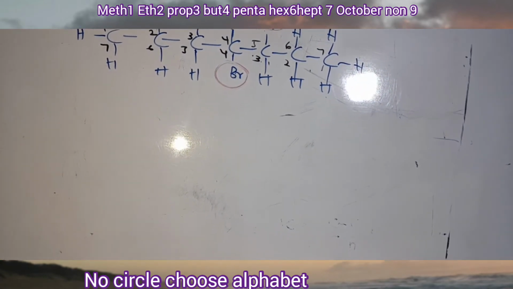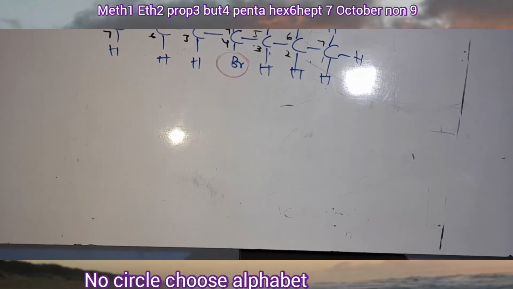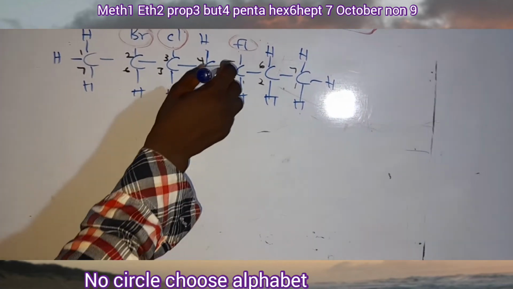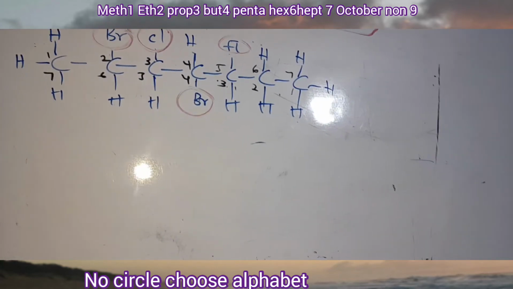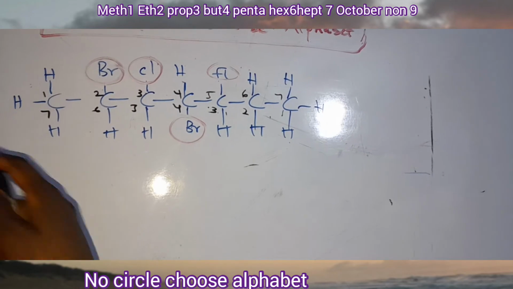Now if we have that of the fluorine here, what do we do? Now that we circled, we are going to choose. Which of the numbers should we choose now? Should it be the top one or the down one?